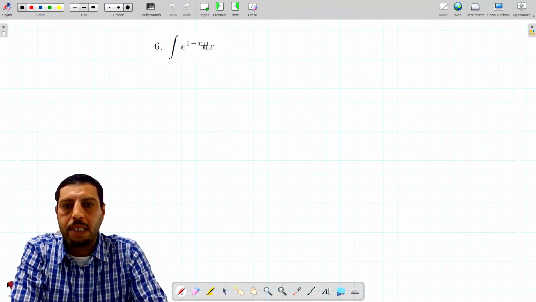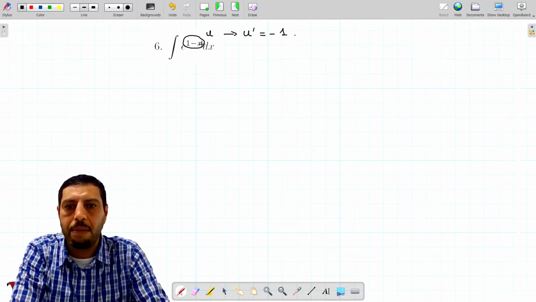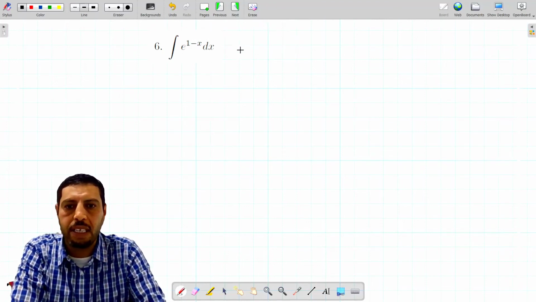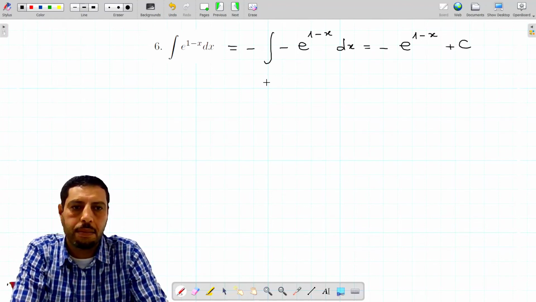Number 6, exponential 1 minus x. Again, here the u will be 1 minus x. So the u prime is negative 1. You understood that we can multiply by negative 1 twice. So we're going to write it as negative the integral of negative exponential 1 minus x. And this minus sign here represents u prime exponential u. So we can write it as minus exponential 1 minus x plus c.